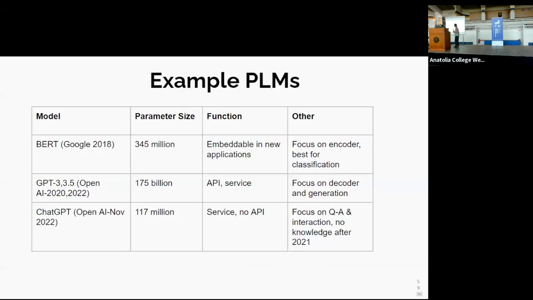So there are many pre-trained language models. BERT still remains the go-to baseline for most researchers. It's easily embeddable in your applications, the focus is on the encoder, and it's best for classification. And then we also see the large language models that have come out recently, and this is only a small example because there's been an avalanche of language models since November last year. They are much larger in size, and they focus more on the decoder and generation.